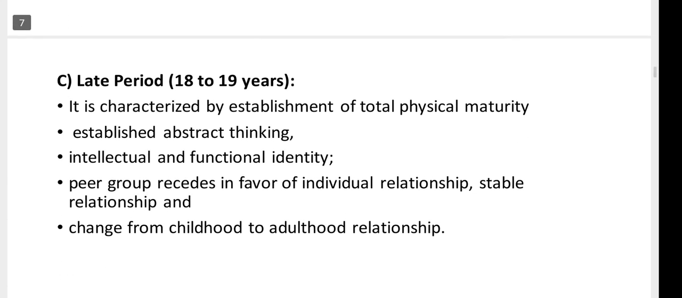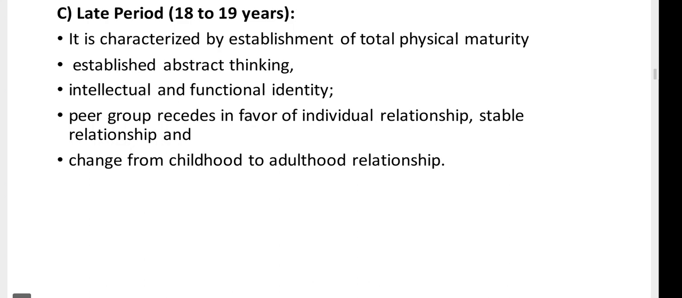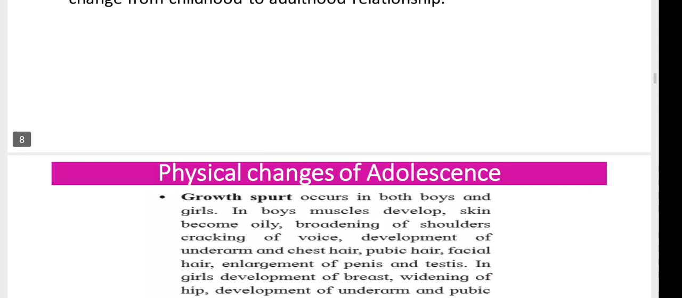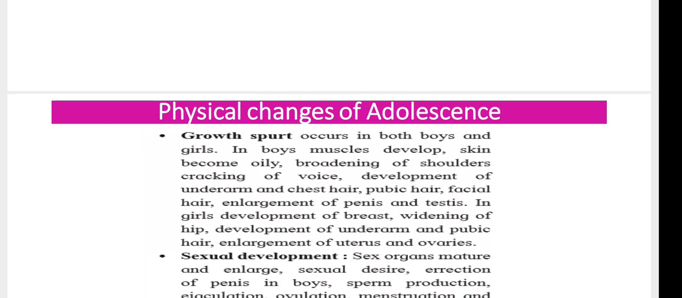The late stage belongs to the age 18 to 19 years. Basically in this age, physical maturity takes place, abstract thinking is established, along with intellectual and functional identity. Then the individual has stable relationships, a change from childhood to adulthood relationships, and finally our physical as well as mental development almost takes place. We become an adult person after that.